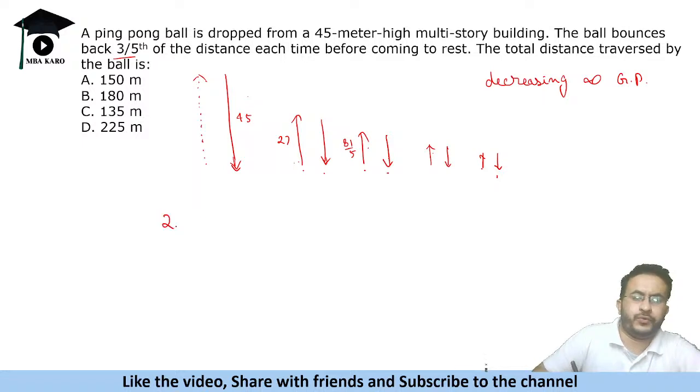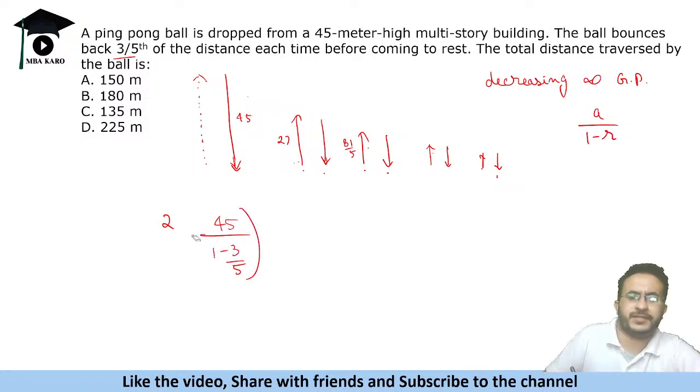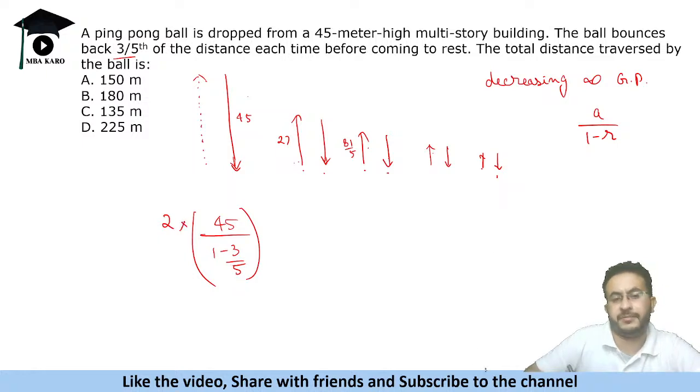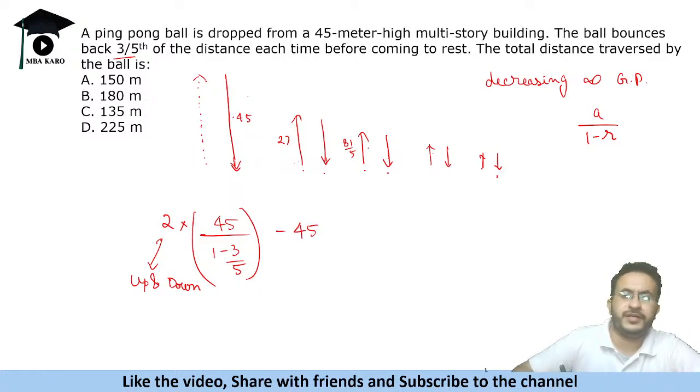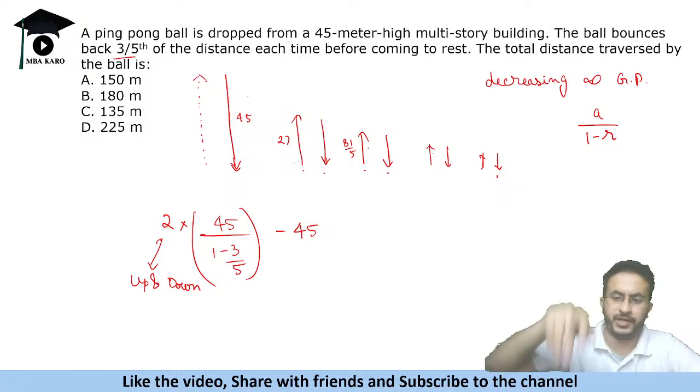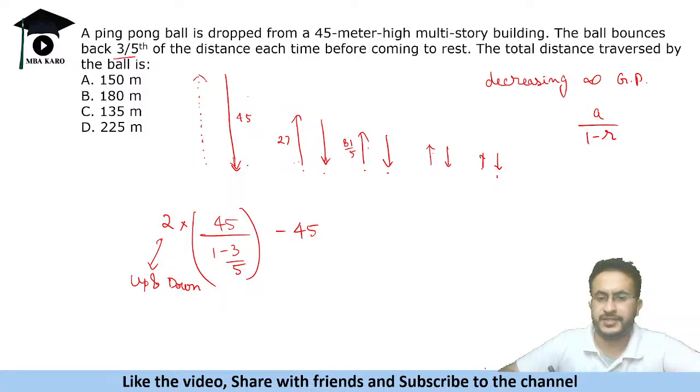So we will take two times the sum of the infinite GP, which is a upon 1 minus r, where a is 45 and the common ratio is 3 by 5. This is the sum. Why did we multiply by 2? Because one time it is up and down. So we multiply it by 2 minus 45. Why minus 45? Because this 45 meter will happen only once. It will not go up. For all others, it will be up and down. For the first movement, it is just down.